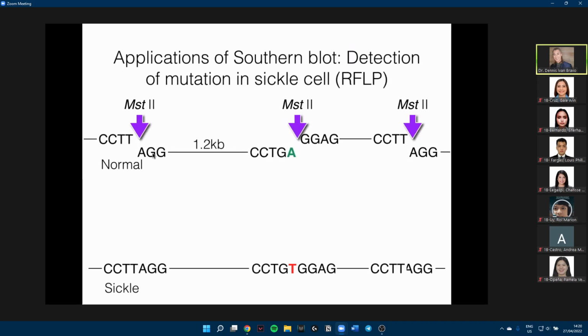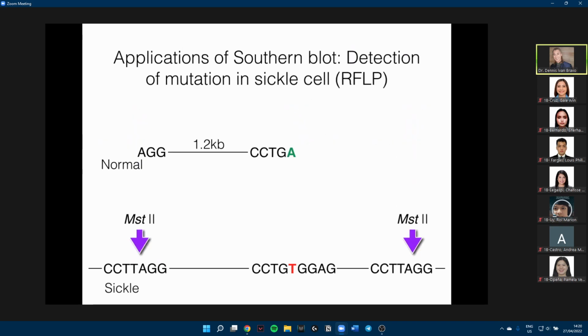This is our Cinderella. This is the one we are interested in. It's 1.2 kilobases in size. Our probe should bind to this. Now, if we subject the one with a point mutation to the same restriction endonuclease, it will not recognize this because of the change in sequence. So the DNA fragment that is going to be generated is considerably longer.